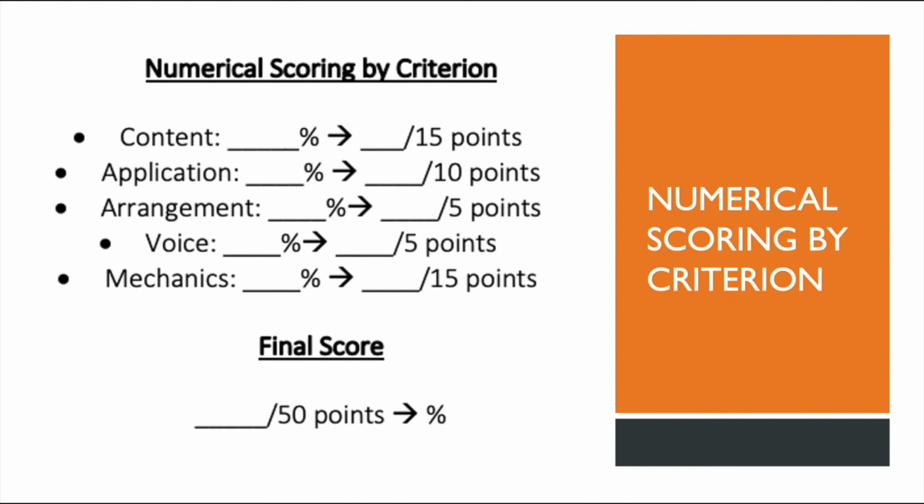However, since you are integrating and citing research, the point value for mechanics has increased by 5 points. So content and mechanics are equal in terms of point values. The final score will represent your total out of a possible 50 points, which will equate to a percentage or letter grade.